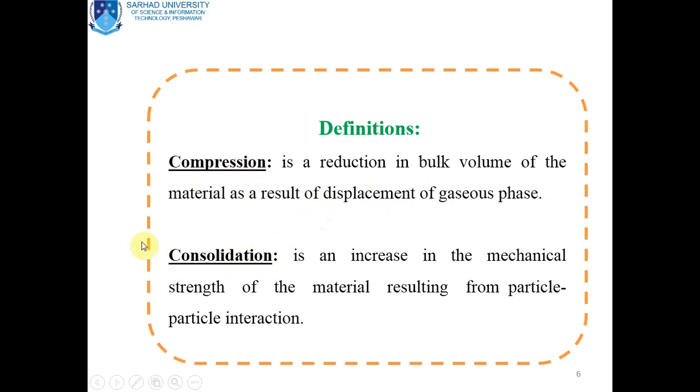Another term used in the definition of compaction is consolidation. Consolidation is an increase in the mechanical strength of the material resulting from particle-particle interaction. If mechanical strength is increased due to the attraction of the particles, it is termed as consolidation. So by compaction, not only will the mechanical strength of the material be increased, but the reduction of bulk volume will also occur.